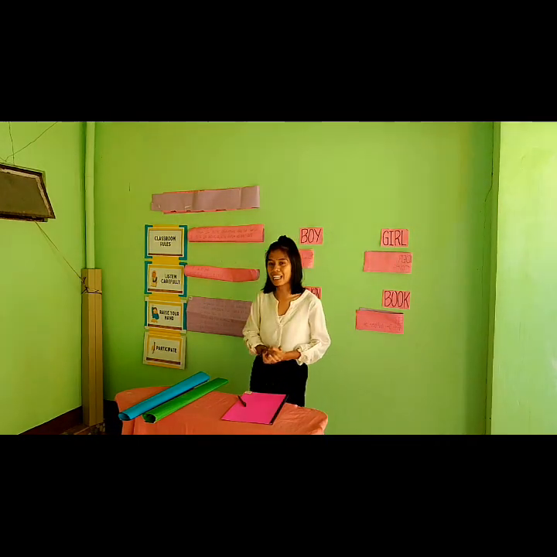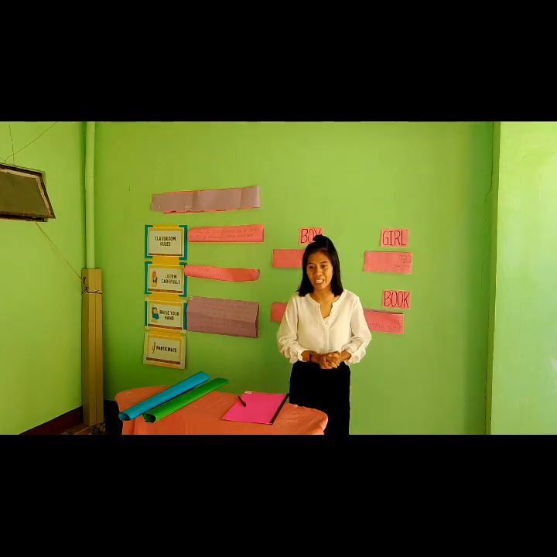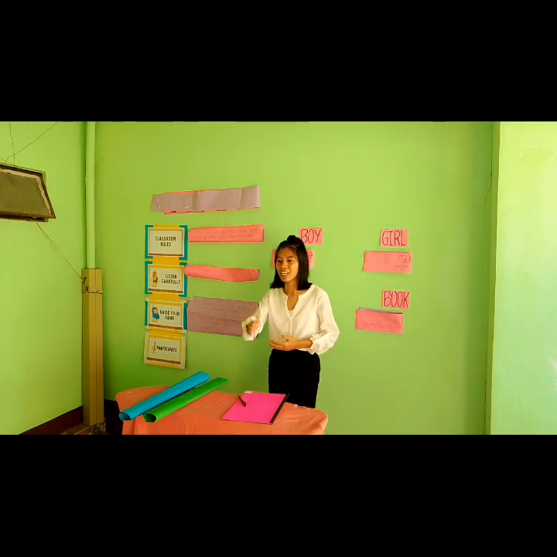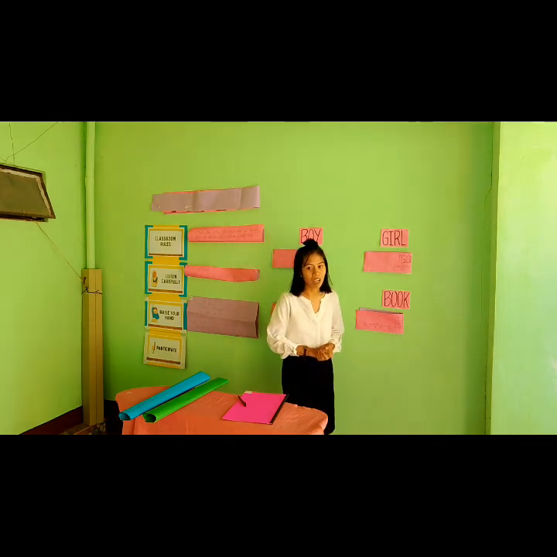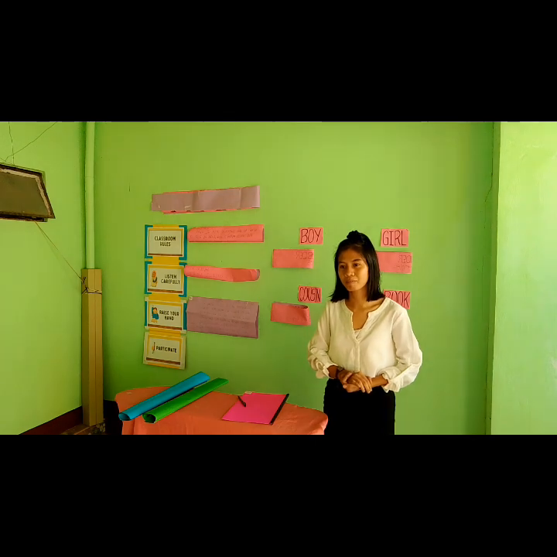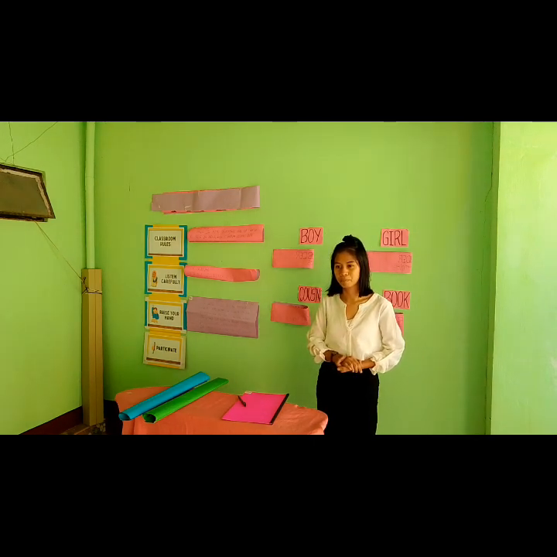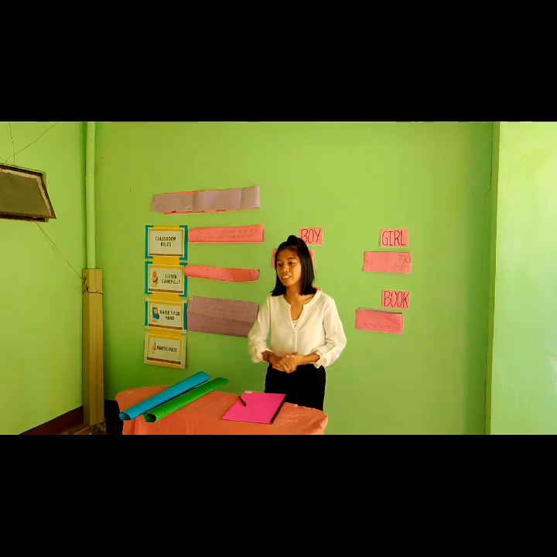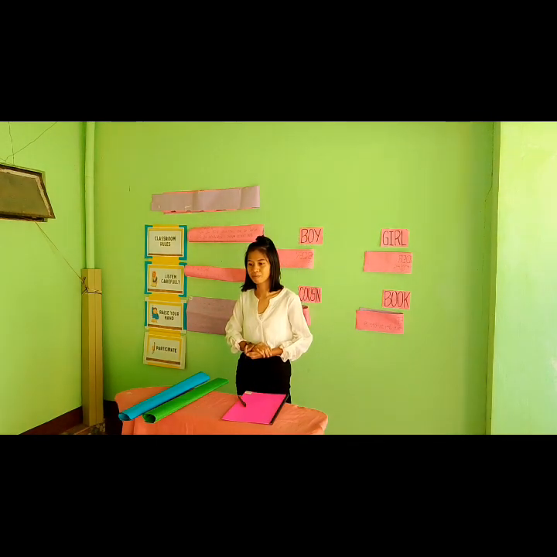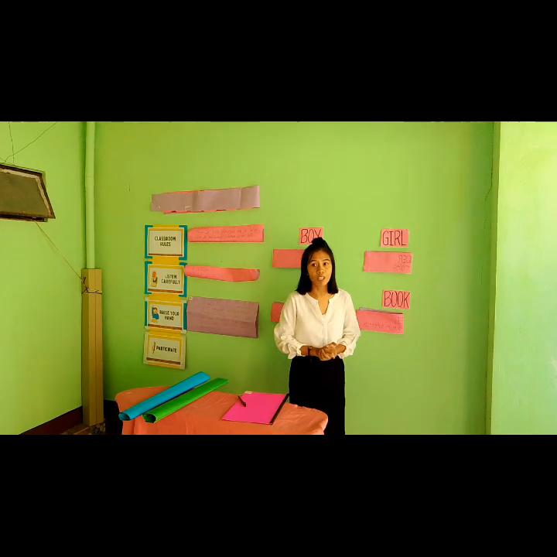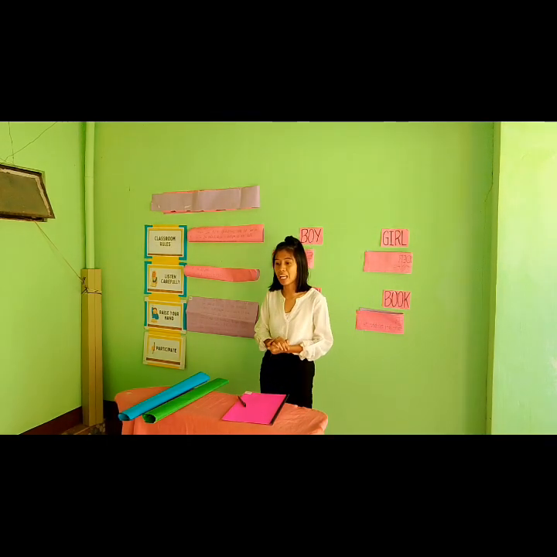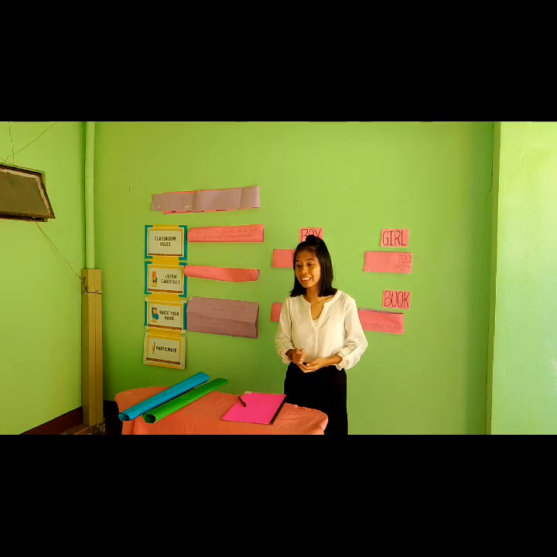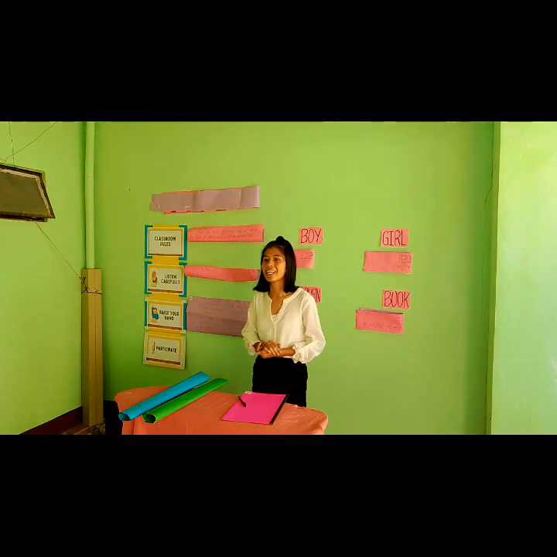Before we proceed to our next lesson, let's have a short recap about our yesterday lesson. What is our lesson yesterday? It's all about count nouns and mass nouns, teacher. What is count nouns? Count nouns are nouns that can be counted, like room. How about mass nouns? Mass nouns are nouns that cannot be counted, like can of milk. Very good. Remember, count nouns are nouns that can be counted, while mass nouns are nouns that cannot be counted.